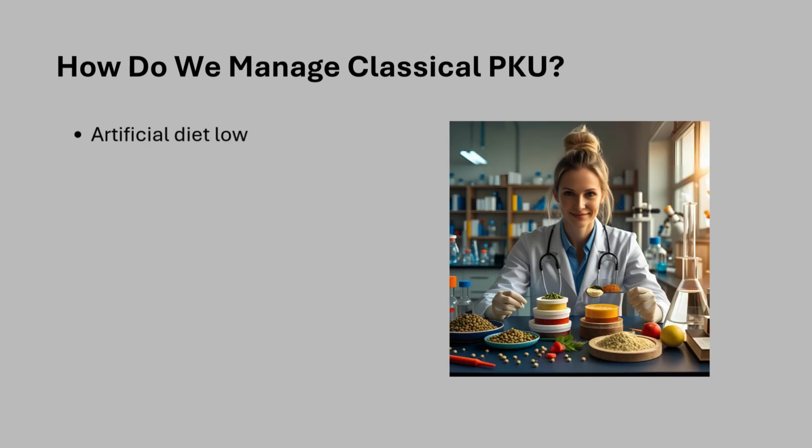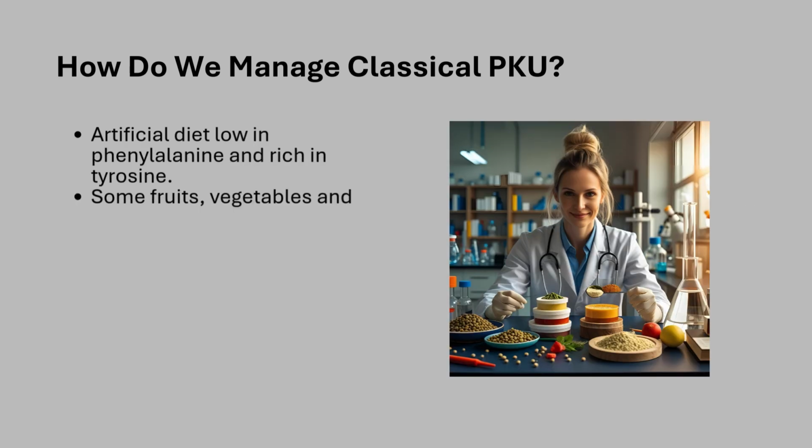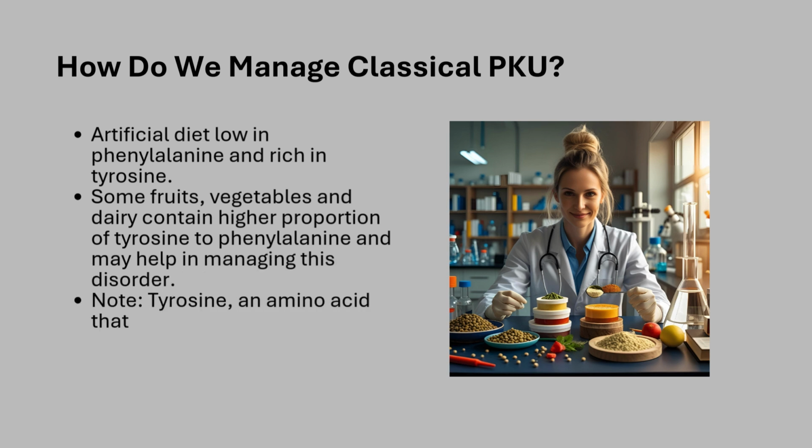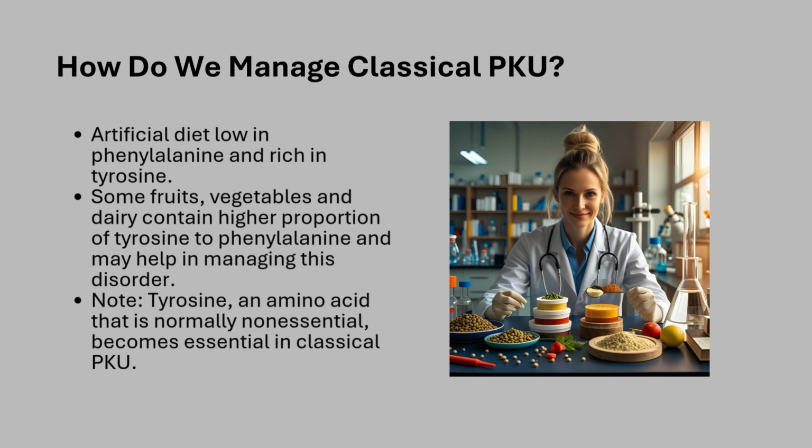How do we manage classical PKU? Artificial diet low in phenylalanine and rich in tyrosine. Some fruits, vegetables and dairy contain higher proportion of tyrosine to phenylalanine and may help in managing this disorder. Note: tyrosine, an amino acid that is normally non-essential, becomes essential in classical PKU.